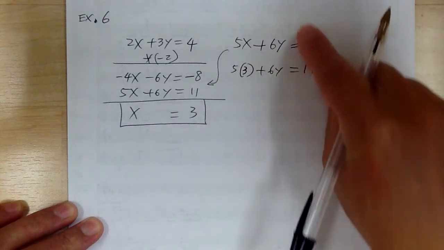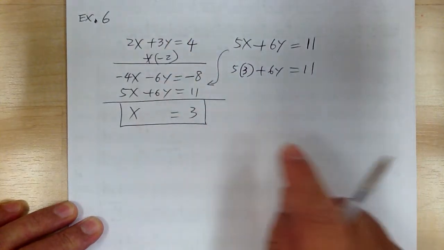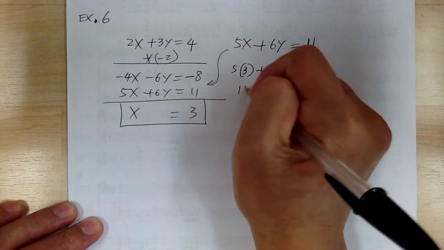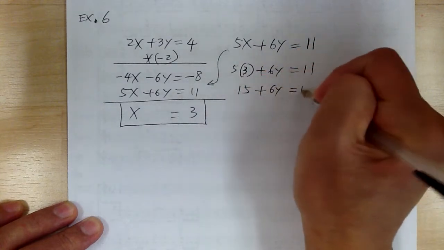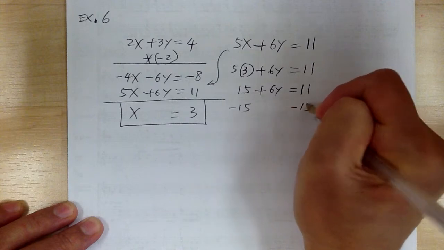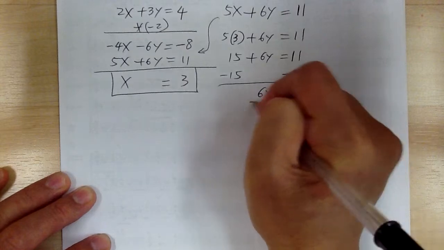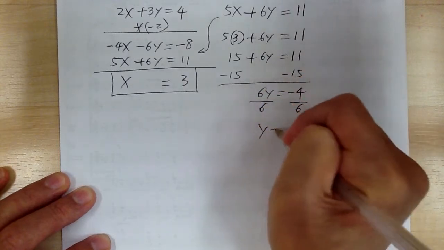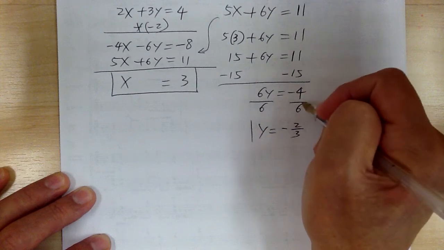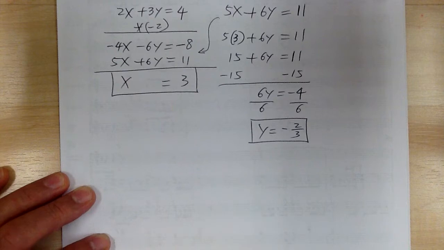And get in the habit of lining up your equal signs. See the equal signs? Try to line them up as much as you can. It will help you avoid careless mistakes. Okay, and then you minus 15. So 6y equal to -4, divided by 6. So y equal to -2/3. Now make sure you lower this number as much as you can. And that's it for example 6.